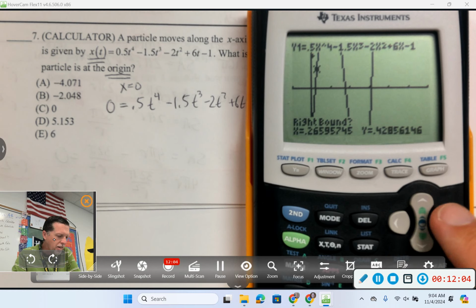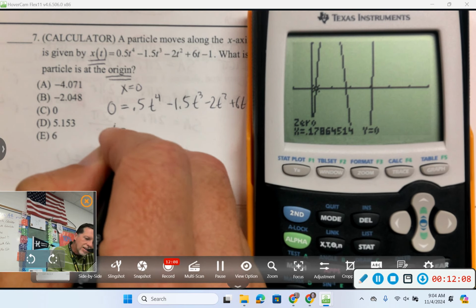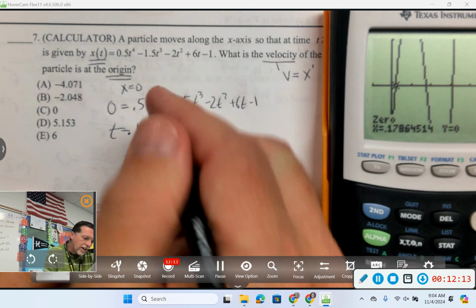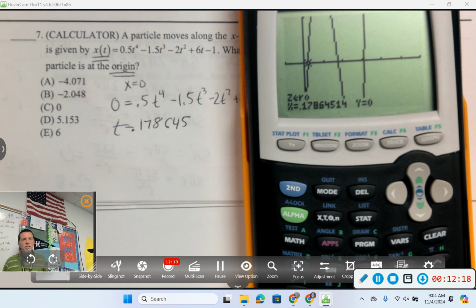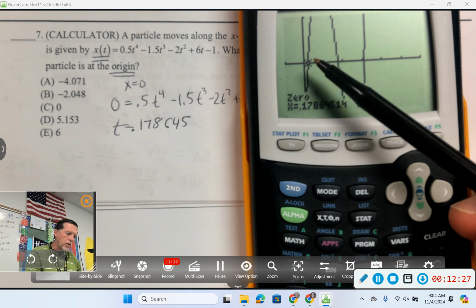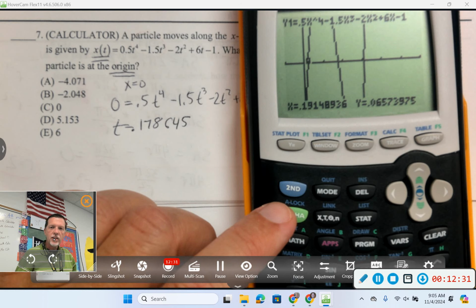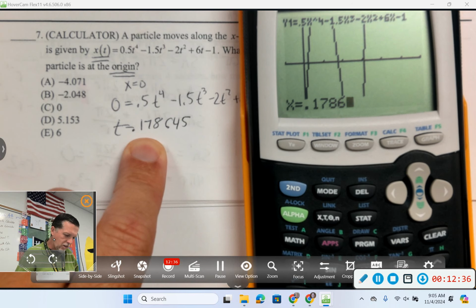Left bound, right bound, guess. So that happens at 0.178645. That's probably enough. So I want the slope at that spot. The thing started low, it came up to the 0, and I want to know the slope at that spot. So second calc, derivative at, I should have just saved this somewhere, but 0.178645.